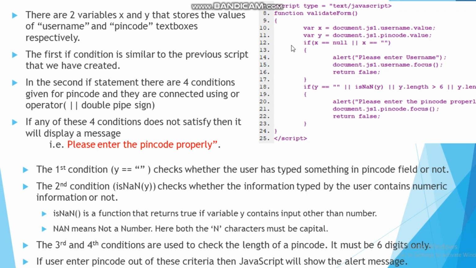The first if condition is similar to the previous script that we have created. You can see here, if x double equal to null or x double equal to double inverted comma. That is the same. Inside the curly bracket, whatever we have written is similar to the first program.